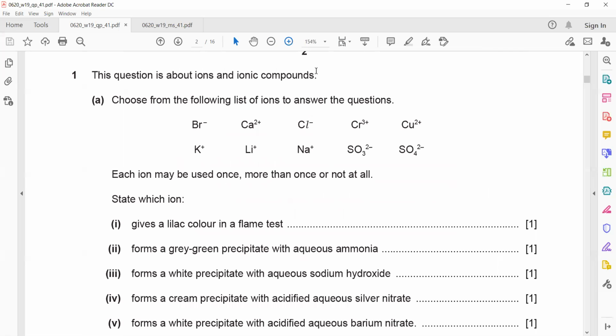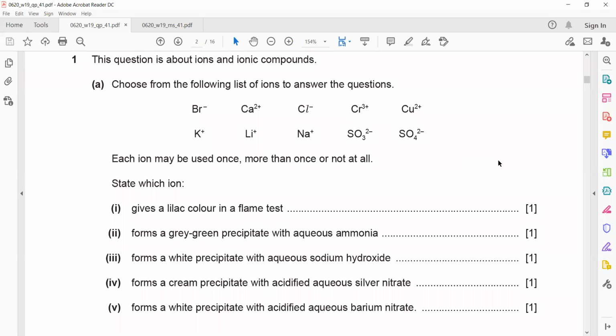Choose from the following list of ions to answer the questions. You can use a screen annotation to answer the first question. Which gives a lilac color in a flame test? So that's the potassium ion.